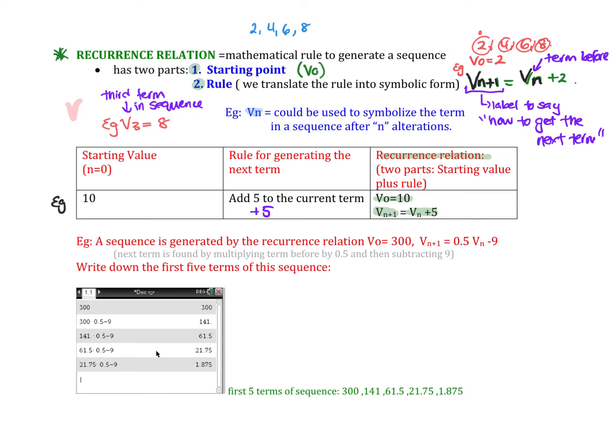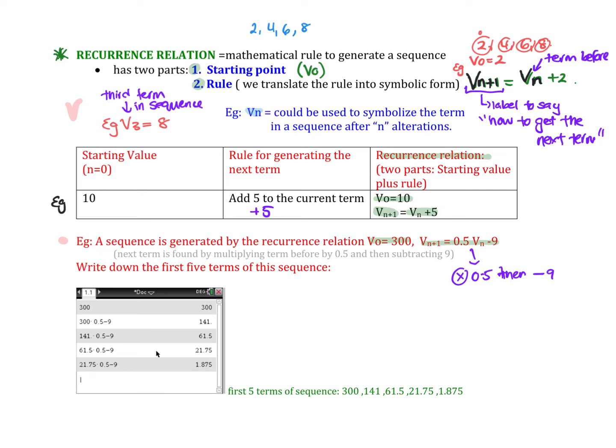Okay? So down here, we've got another example. It says a sequence is generated by the recurrence relation. They've called it a recurrence relation because they're writing it like this: V0 equals 300 and Vn equals this. So what does this actually mean? Here we've got to multiply the term before by 0.5, and then subtract 9. Okay? And it says write down the first 5 terms.